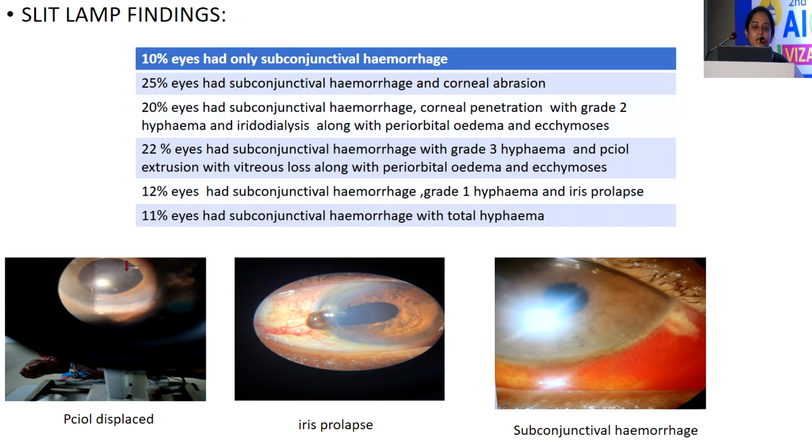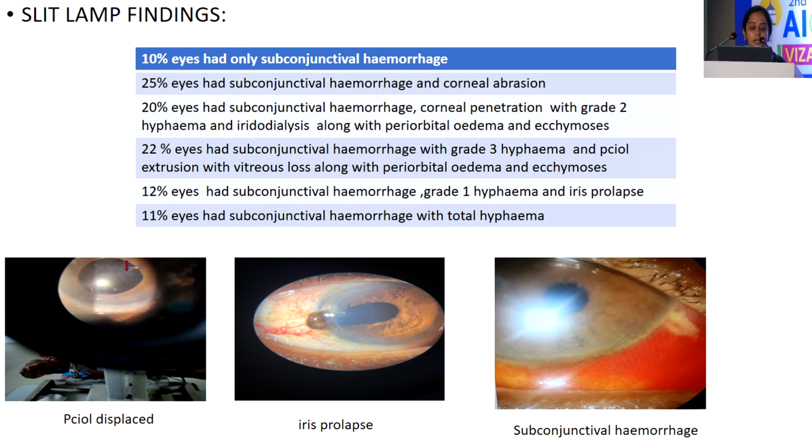When we did a slit lamp examination, we found that 10% of eyes had only subconjunctival hemorrhage, whereas the rest of the eyes had some form of corneal involvement, and 22% of eyes had subconjunctival hemorrhage with grade 3 hyphema and PCL extrusion with vitreous loss, along with periorbital edema and ecchymosis as seen in most of the cases.